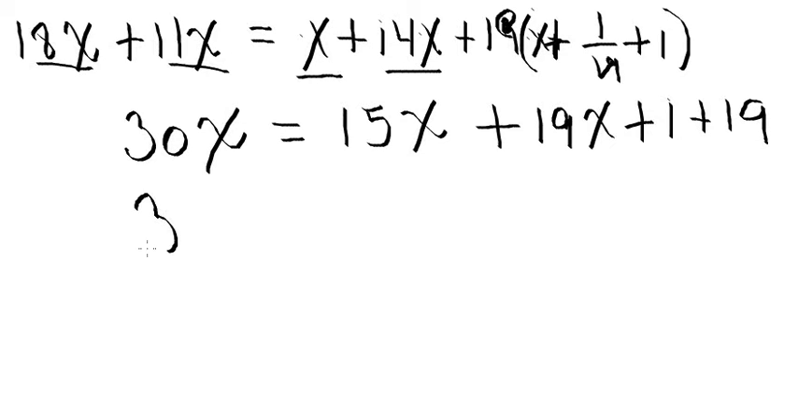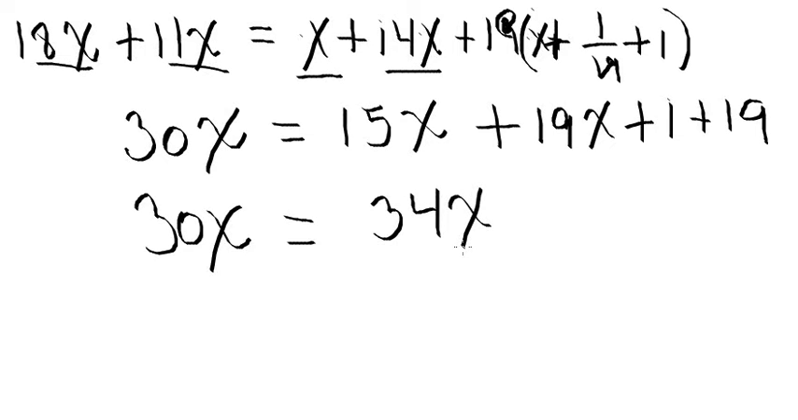Okay, alright, so let's rewrite. 30x is equal to 15x plus 19x. What's that going to be? 15 and 19 makes 34x, and then plus 20. 34 plus 20. Hopefully you've worked this thing out faster than I have. Now you notice that this coefficient's a 34 and this one's a 30.